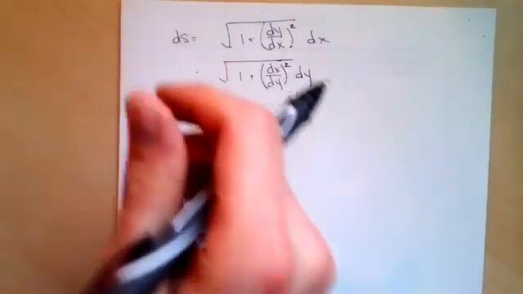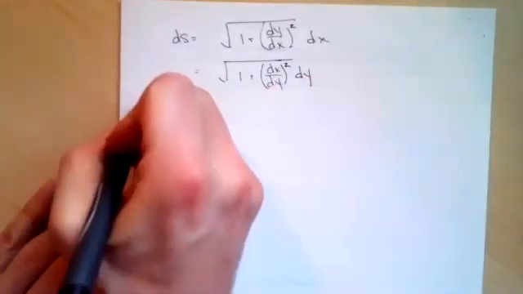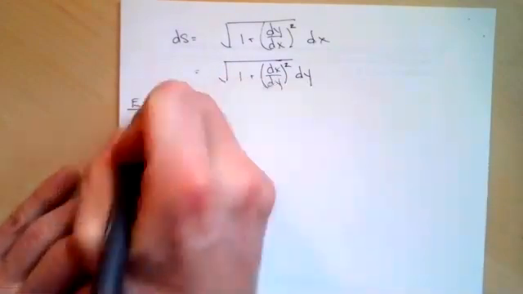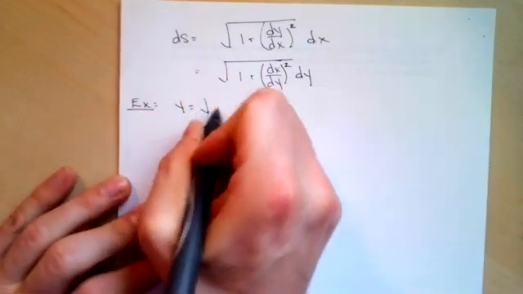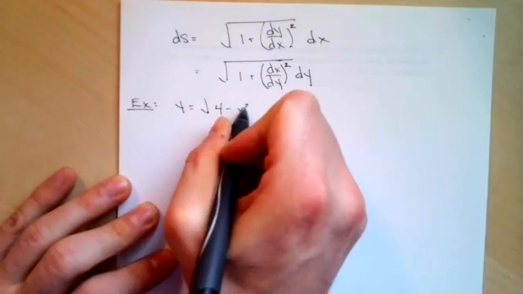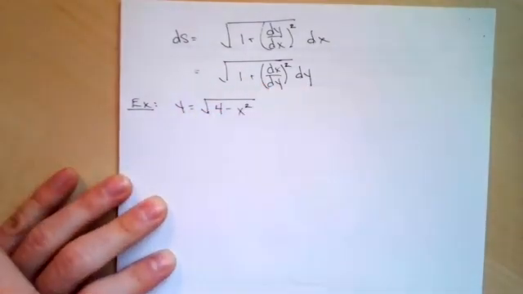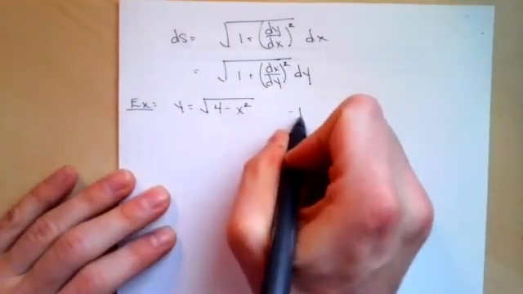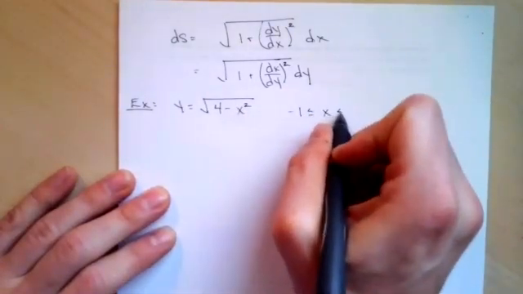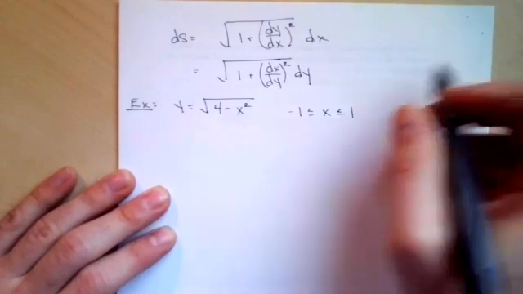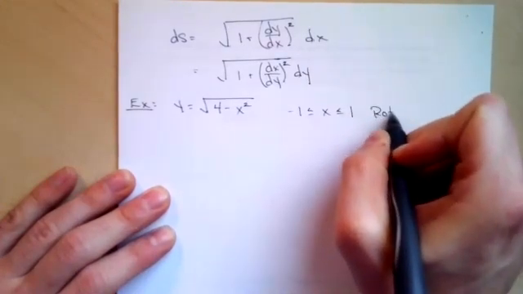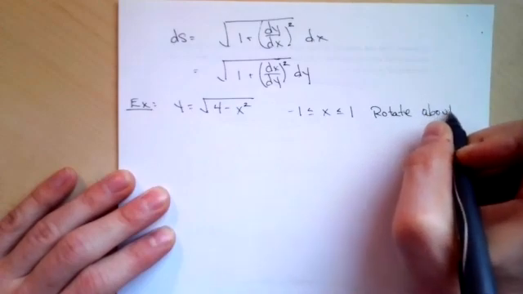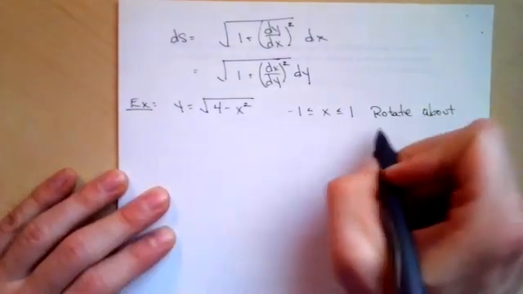So let's see an example. Suppose we've got a function y is equal to the square root of 4 minus x squared. This is the top half or top part of a circle, but we're only going to go from -1 to 1, and we are going to rotate about the x-axis.